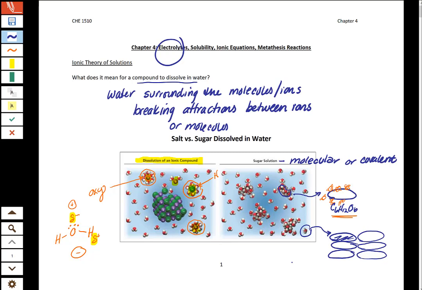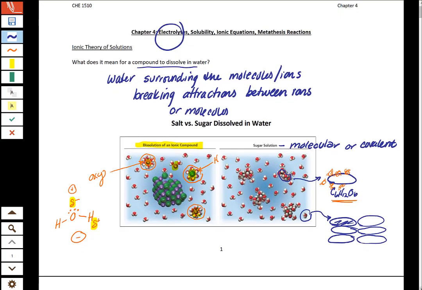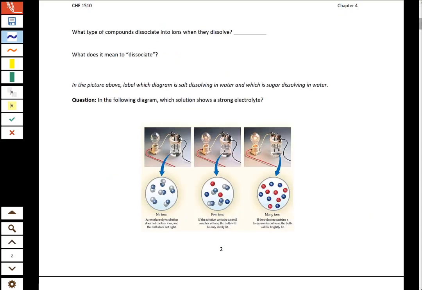So let's talk about how this is going to relate to things that we care about. First, let's make sure that we can answer these two questions. What type of compounds dissociate into ions when they dissolve? And you know what? Let's go ahead and answer this one first. What does it mean to dissociate? Dissociate means to break apart.